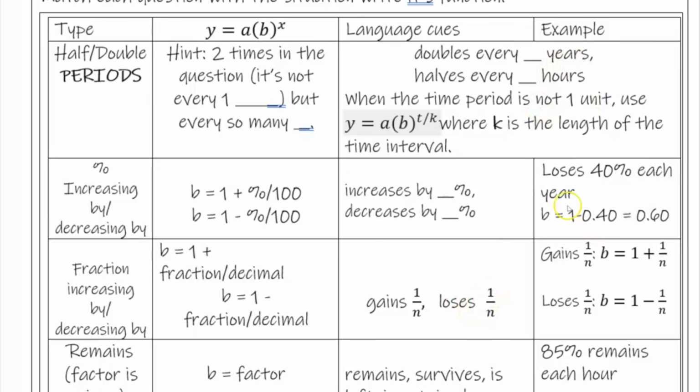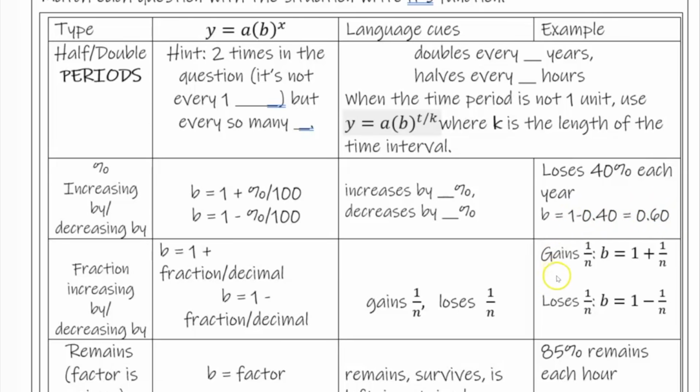So here's an example. It loses 40% each year. That's another way of saying it decreases by 40% each year. What would my b be? It'll be, remember, because it's a percent, you have to divide it by 100, which will be 0.4. And because it's decreasing, 1 minus. So your factor will be 0.6.